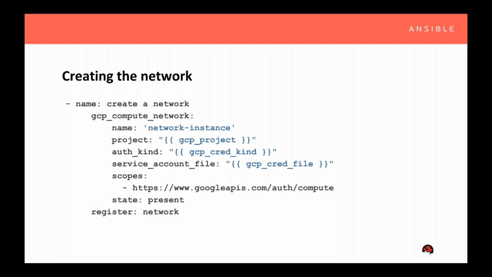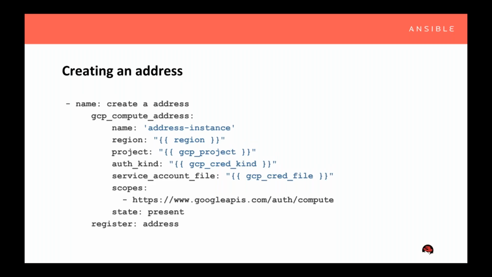Same as the disk, I'm going to create a network. If you guys have a network that's already there, feel free to use that. But for this instance, we're going to use the GCP compute network module. We're going to name the network instance, and just as above, everything, the project, auth kind, all that kind of stuff you can set right there. And we're also not forgetting registering it to the network variable.